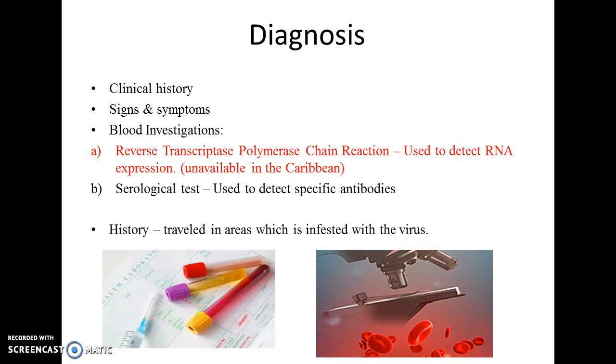Diagnosis: clinical history, based on what the doctor sees while doing a physical examination, and signs and symptoms. Blood investigation is, I could probably say, one of the main forms of diagnosis currently. Normally they will look for reverse transcriptase polymerase chain reaction, which is used to detect RNA expression. Unfortunately, it's unavailable in the Caribbean, so if persons have to do the test, they will have to go overseas or send the blood samples overseas. They also do serological tests, which are used to detect specific antibodies, and ask the person for their history of traveling and if they traveled to areas infested with the virus.